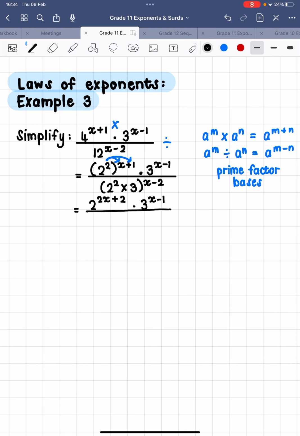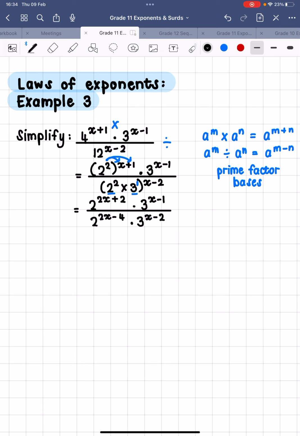And now at the bottom, we need to do that same process that we did in the numerator, but with the 2 and the 3. So again, the 2, our exponent of 2 is going to be multiplied by the x and by the negative 2. So that's how I'm getting 2x minus 4. And now for our base of 3, that exponent is 1. So if I multiply 1 by x, I'm going to get x again, and 1 by negative 2 is negative 2.